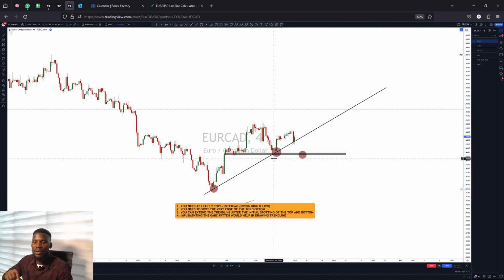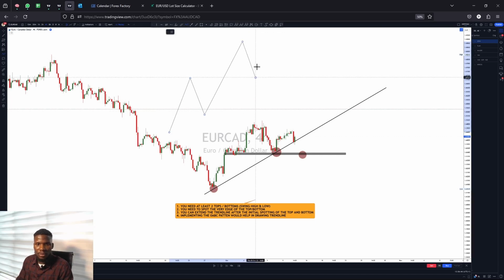When it's in the direction of the trend, you can see this is a bullish trend. The market is going up, right? Because we have swing lows. When the market is going up, you have swing lows. When the market is going down, you have swing highs. So this is it: swing high, swing low, swing high, swing low, swing high, and swing low.